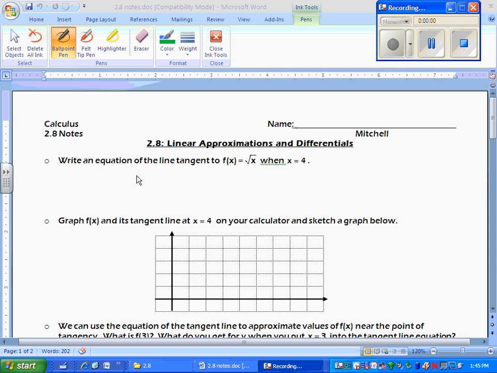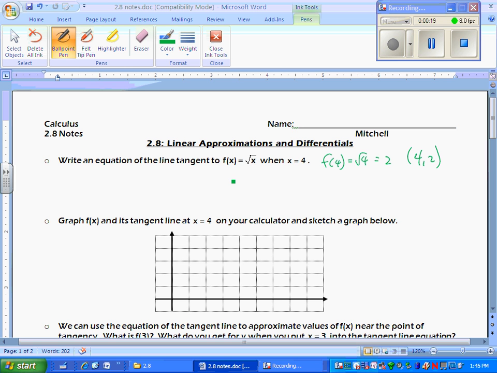So for this one, to find the equation of the tangent line, we need two things. We need the point and we need the slope. So to find the point, we can put 4 in there. If we put 4 in, we get 2 out. So it goes through the point (4, 2). That's the point of tangency.